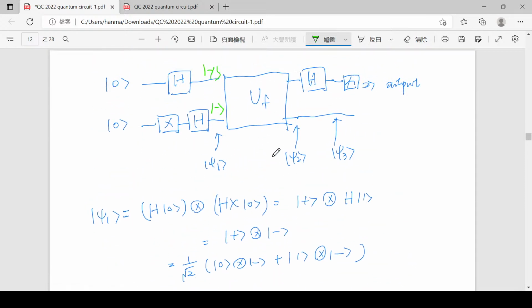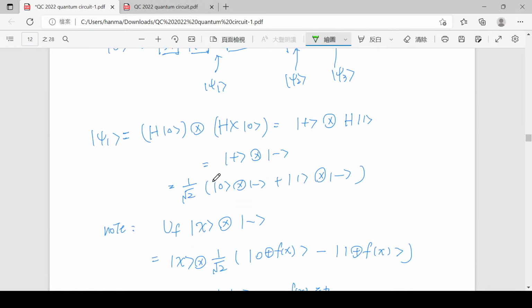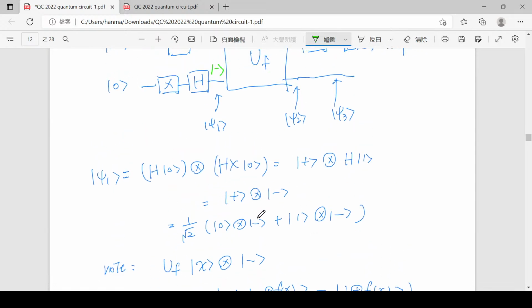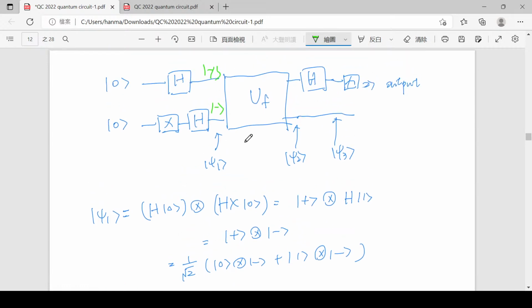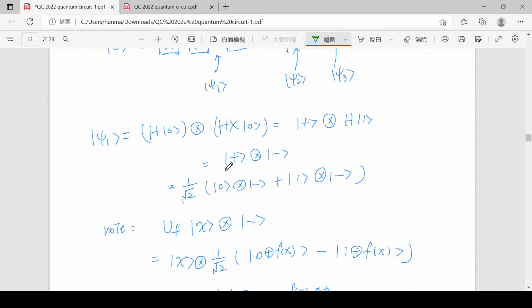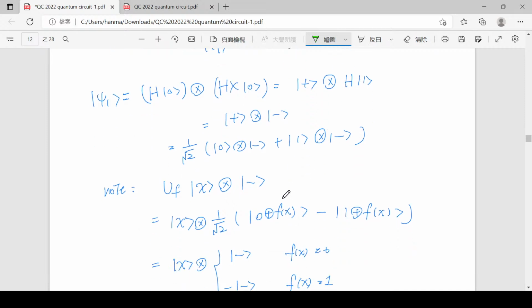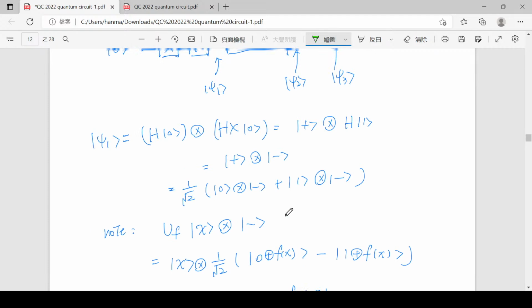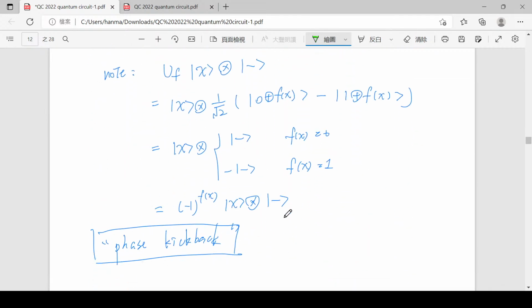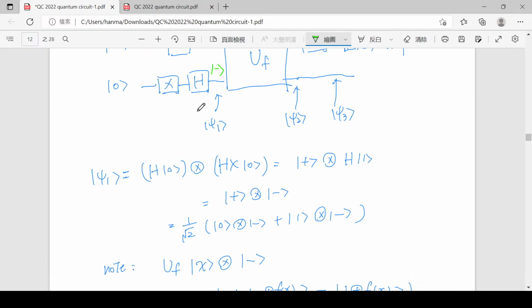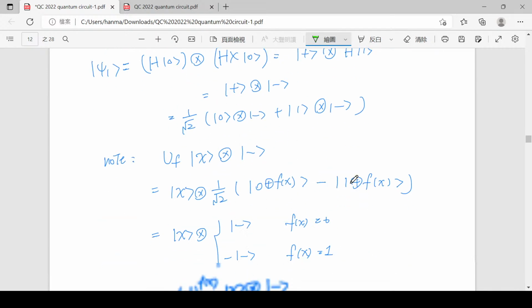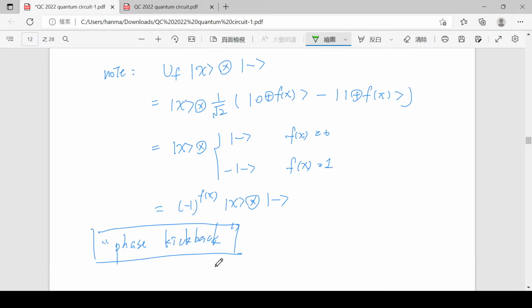And we actually want to view plus as a superposition between 0 and 1, because this makes our analysis of how U_f works easier. So we write this plus as 1 over square root 2, (0 plus 1), and the second register is minus. Okay. So now the interesting part happens. So why do we want the minus state here? Because we are going to apply this phase kickback technique here.